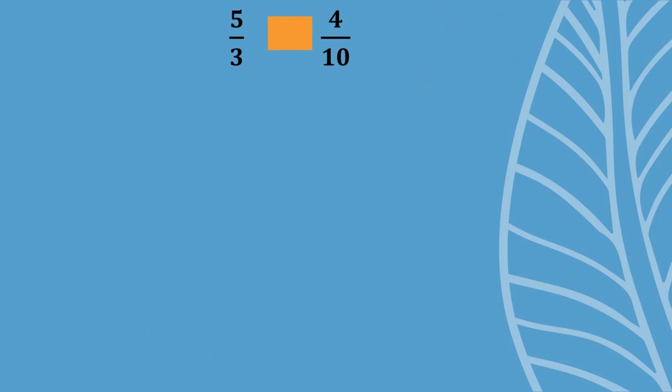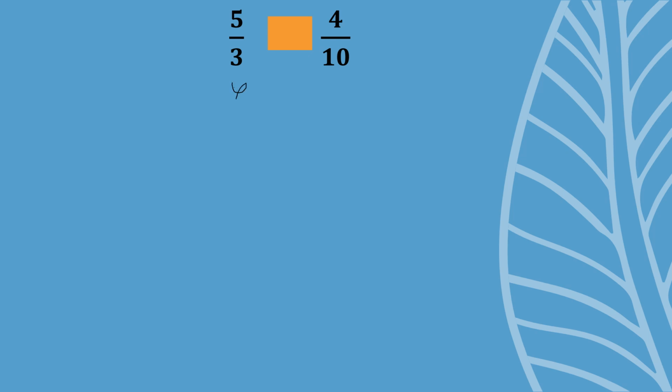All right, next, again, be sure to press pause, try it yourself, and then press play to check your work. So I have 5/3 being compared to 4/10. 3 and 10. Again, if you know your multiplication facts, then you know that you can come up with 30. But if not, just work it out. My smallest denominator is the 3.